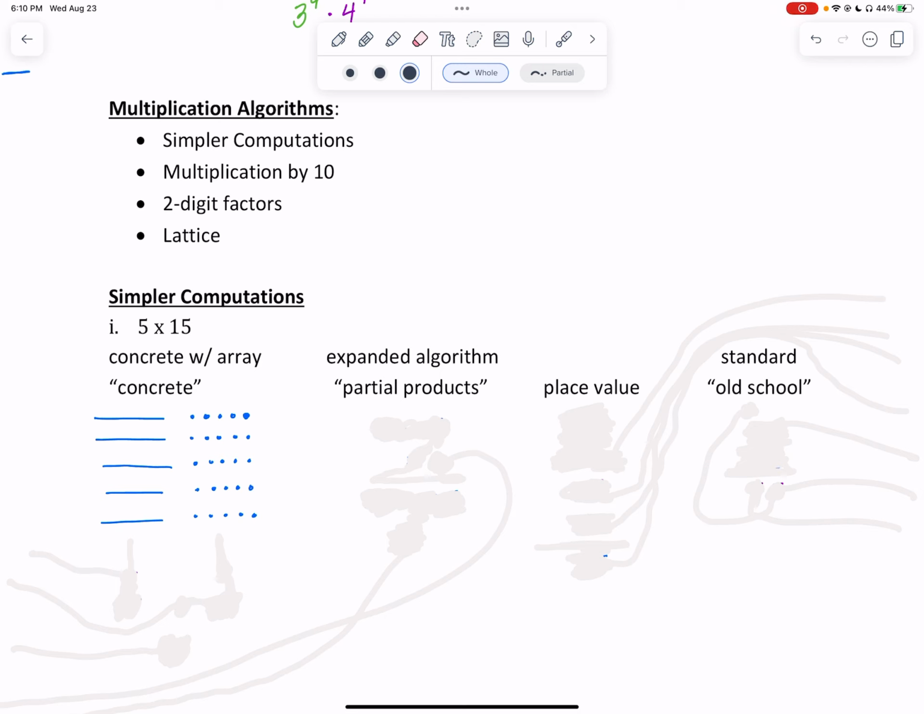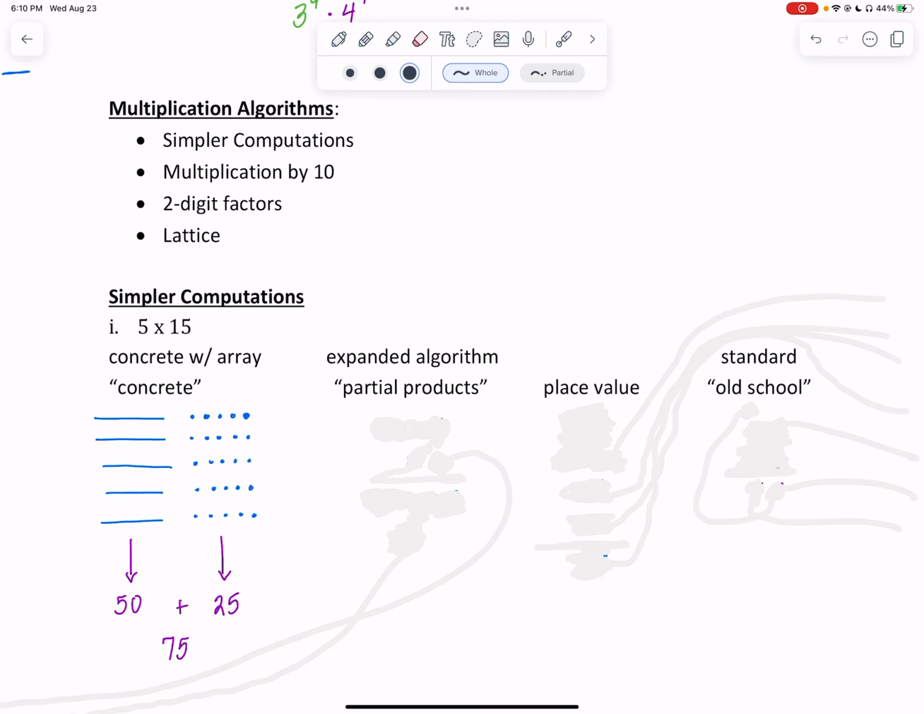All those rods, remember each one has 10 in them, so that's going to be 50. And then over here, let's see how many we have. We've got 1, 2, 3, 4, 5 fives, right? So that's going to give me 25. When we add it together, we get 75. So that is a very concrete way, using your base 10 blocks, to multiply 5 times 15.